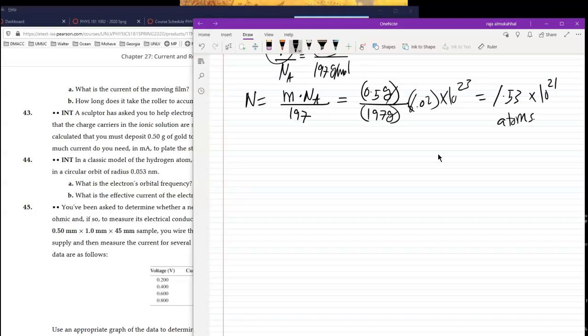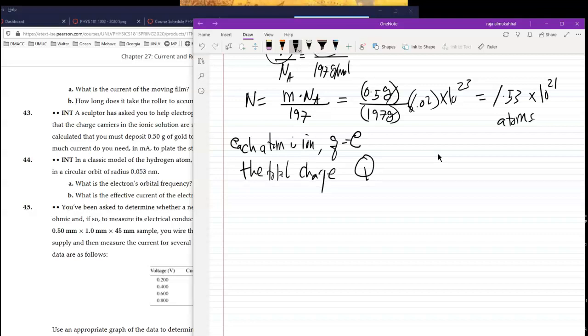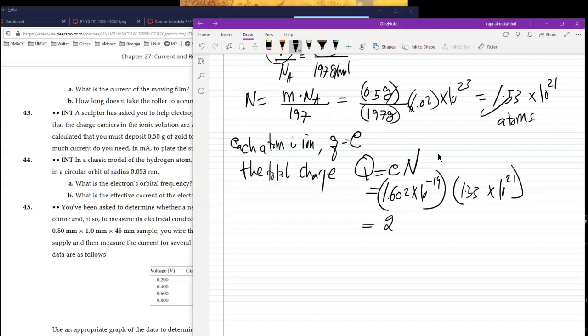Okay, now each atom is really an ion, which means the charge on it is e. You see what I'm saying? So the total charge Q is equal to en. Make sense? So we have the fundamental charge, 1.602 times 10 to the negative 19, times the n that I have got, 1.53 times 10 to the 21. So the total charge is 245.1 coulomb. That's the charge.